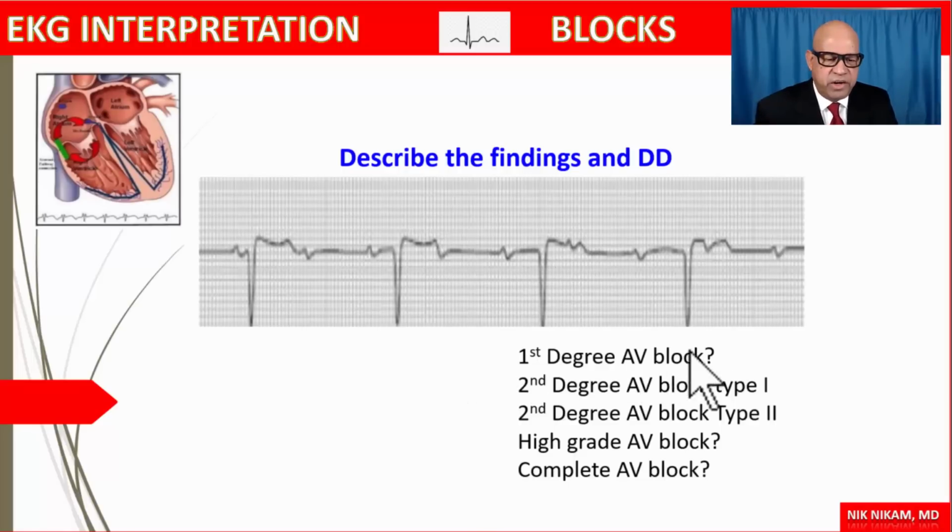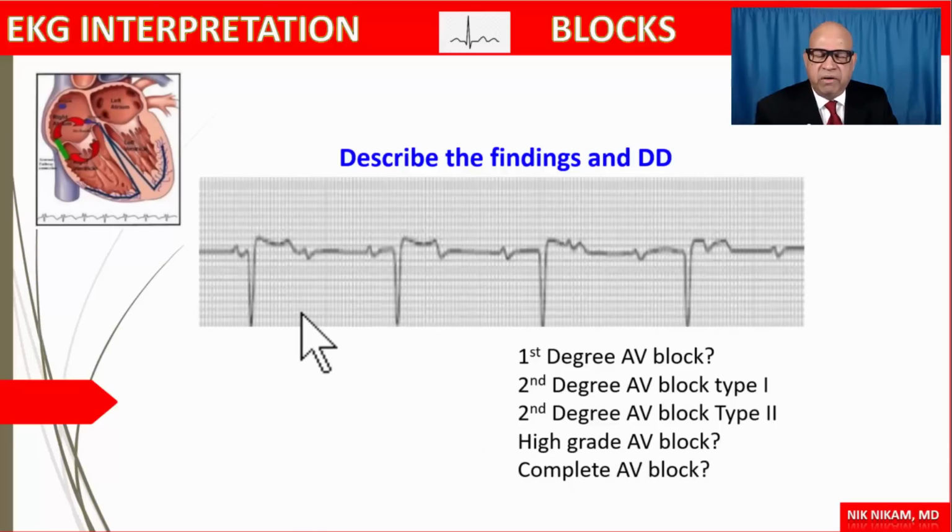So this is not a first degree AV block. So this is not even second degree AV block. And this is not even type 2 AV block. Is this high grade AV block? Not really, because we don't see a clear correlation between the atrial and the ventricular activity.